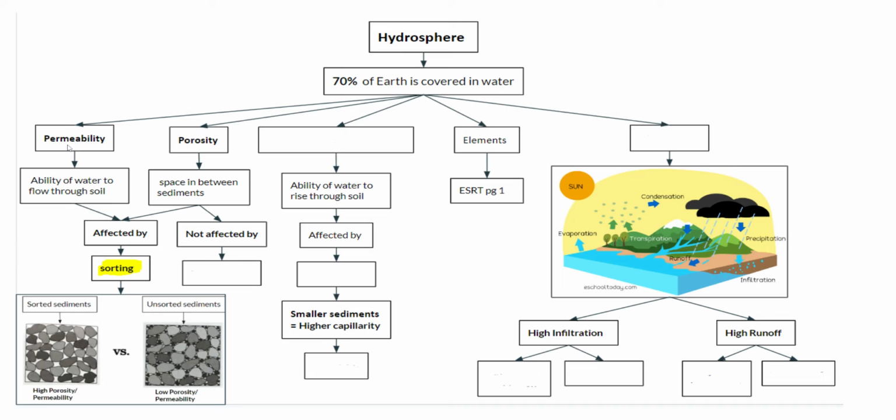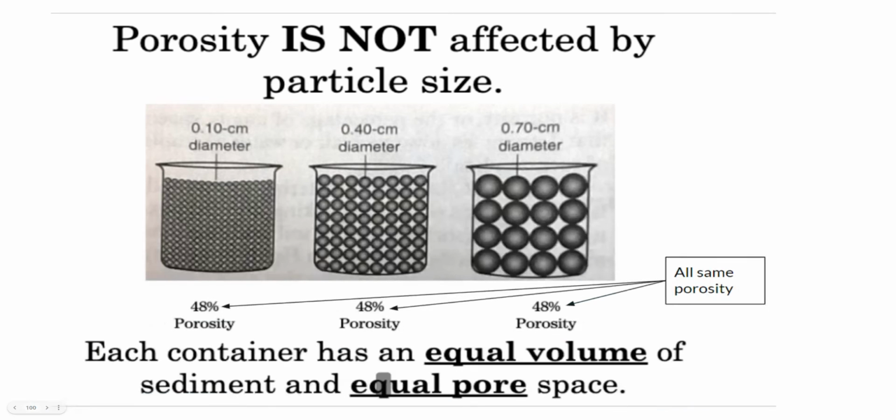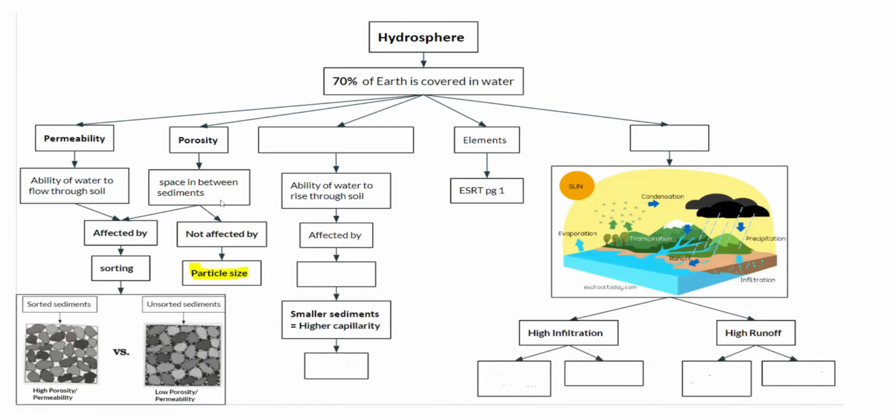Both of them, permeability and porosity, are affected by sorting. I'll write this down as well. Remember, sorted sediments have high porosity and permeability, unsorted sediments have low porosity and permeability. Porosity is not affected by particle size. So, this container and this container and this container, they all have the same porosity. They're different sizes, but since in each container the sediments are well sorted, or around the same size and shape, they all have a good amount of space between them that water can flow through. So each container has an equal volume of sediment and equal pore space. Remember this. Let's write this down. Porosity is only affected by sorting.